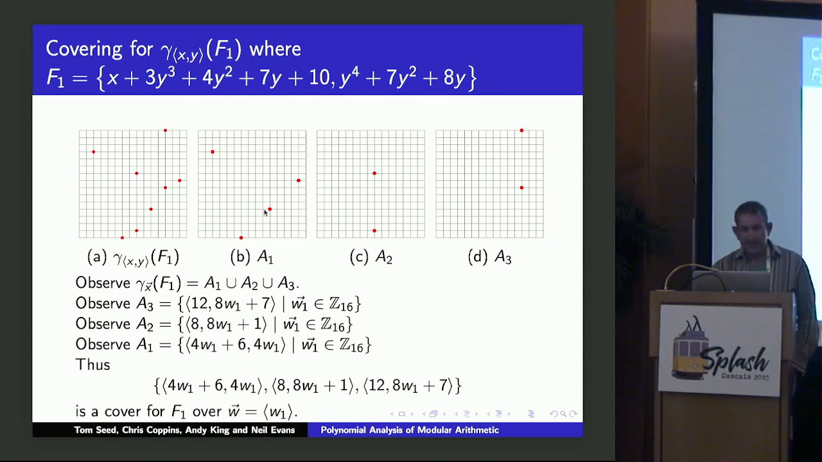Now, what I want us to observe is that we can represent the points of A1, A2 and A3 in a particular parameterized way. Let's look at A3 first, because that's simplest. A3 is just two points, and we can represent those points in terms of a parametric variable W1, which ranges over all the modulo values between 0 and 15.